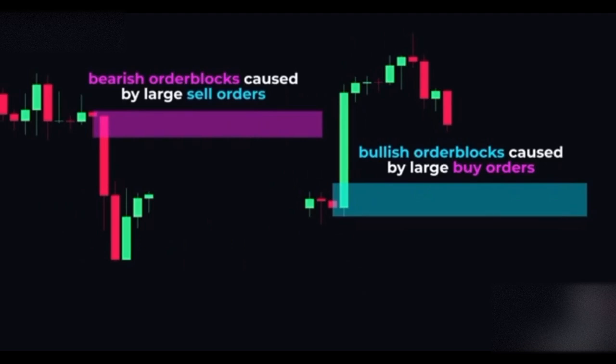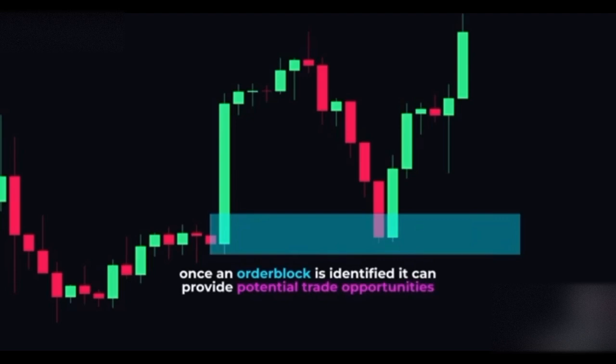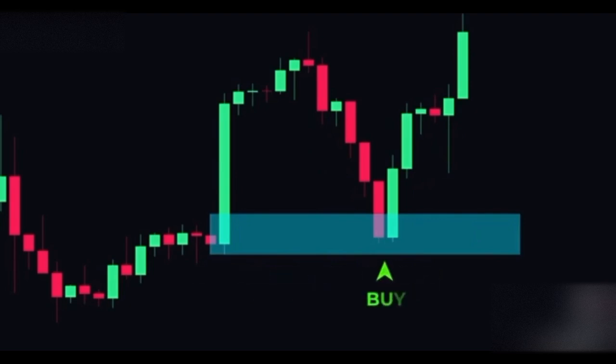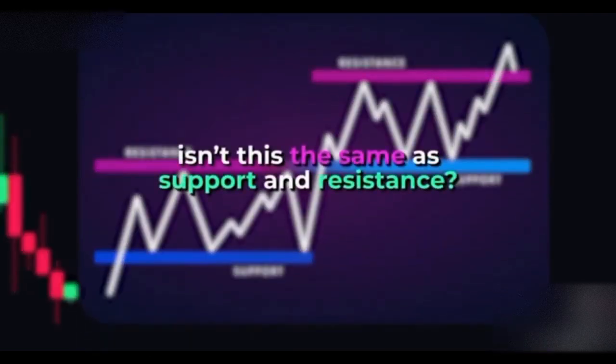For this video, I'll color bullish order blocks as blue and bearish order blocks as purple, but of course you can use any color you want. Once an order block is identified, it can provide potential trade opportunities, as the price tends to retest and bounce after hitting that area. For example, if you bought at the order block here, it would have resulted in some nice profits. Now, you might be asking yourself, isn't this the same as support and resistance?